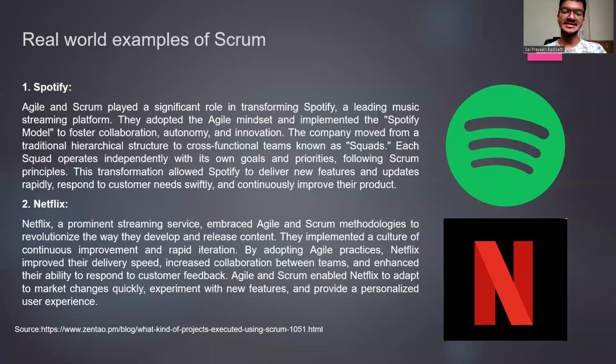They moved away from the traditional structure and formed independent teams called squads. Each squad has its own goals and priorities and followed Scrum principles. This transformation allowed Spotify to release new features quickly, respond to customer needs, and constantly improve their product. Now, coming to Netflix.